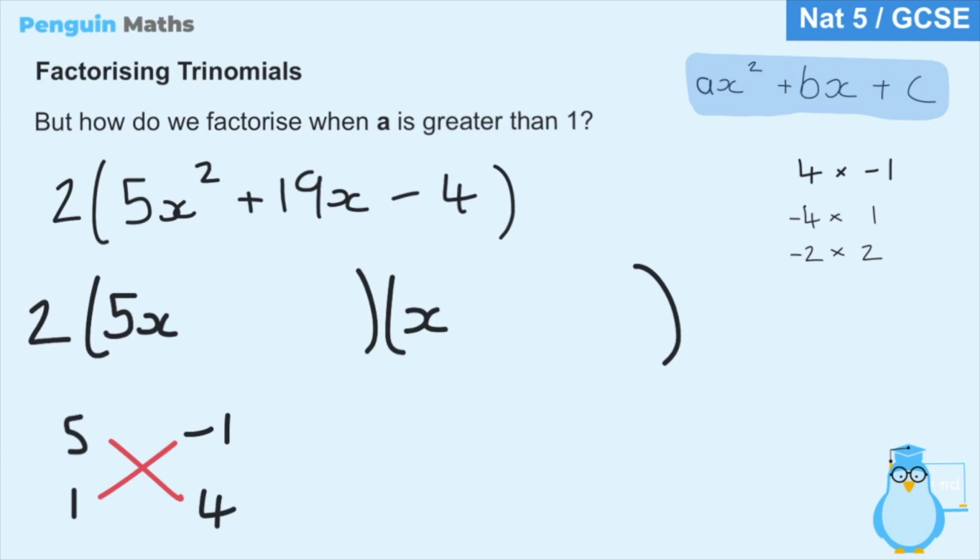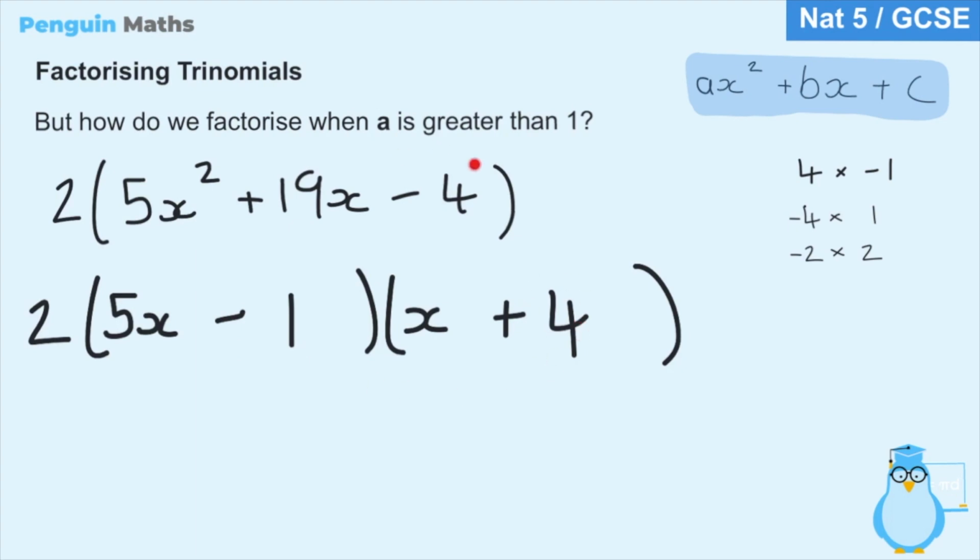And that means we can fill in the brackets in that order. So we have 5 and minus 1 in the first bracket, so that becomes 5x minus 1. And in the second we have 1 and 4, so that's going to be x plus 4. And then finally, let's just multiply these brackets out. We'll have 5x squared, we'll have plus 20x minus x, which gives us the plus 19x, and then minus 4 at the end. Minus 1 times 4 gives us minus 4.